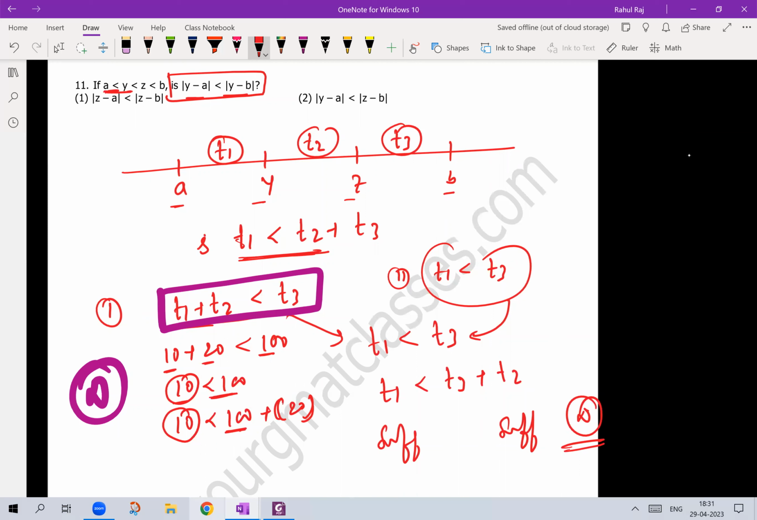Exactly the same thing. If t1 plus t2 is less than t3, t1 is surely less than t3. And if t1 is less than t3, t1 is surely less than t3 plus some other distance. I've considered this as t2. Now you can't argue with me, Rahul, that you have taken t2 on the right-hand side, so why is it not minus, why plus? I'm not doing minus plus over here. I'm just trying to say that 10 kilometers alone is less than 100 kilometers, so 10 kilometers will surely be less than 100 plus some other distance. Any doubt? No, done.